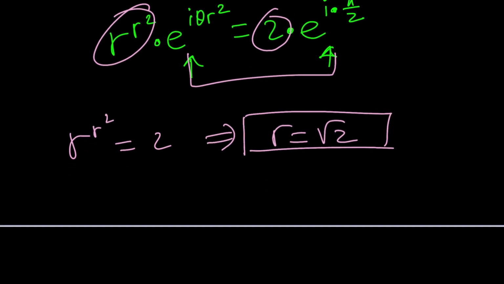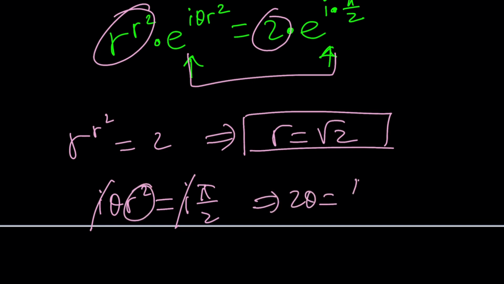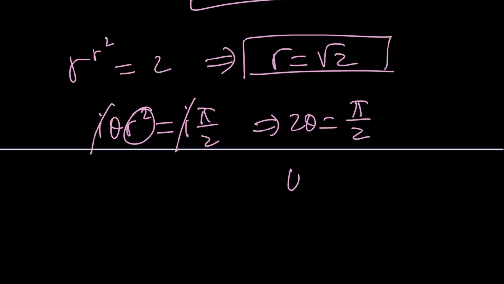And the second one means i theta r squared equals pi over 2. i cancels out. r is root 2, so this is 2. From here, I get 2 theta equals pi over 2. I probably made a mistake with the first method because I was getting pi over 8. Come on. It's supposed to be pi over 4. So what was I looking for?